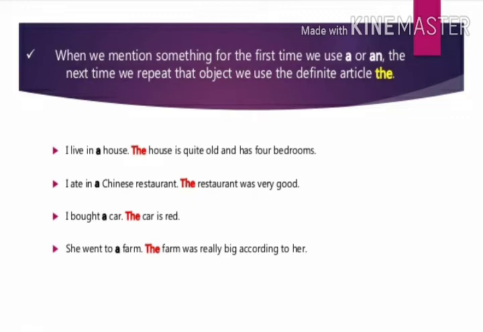I bought a car and the car is red. So here we are talking about a car for the first time, so we have put "a" there. And when we repeat that object, when we are talking the second time about that car only, then we put "the": the car is red.